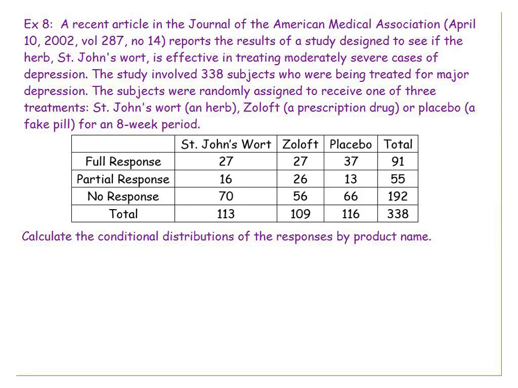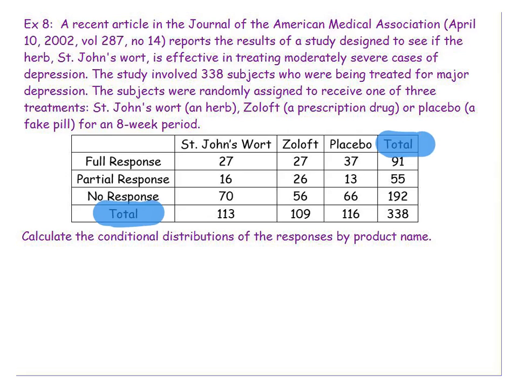A placebo, and we're going to talk more about these later on, is a fake pill so that people don't realize that they're not getting a drug. And they were given these for an 8-week period. So here's the results. St. John's wort, Zoloft, placebo, and you have some totals. And then the options were full response, meaning they responded fully to the medicine. Partial response, meaning they did feel somewhat better but not fully better. Or no response, meaning there was no change in their bodies. And as you can see, there are totals for both parts of the table.